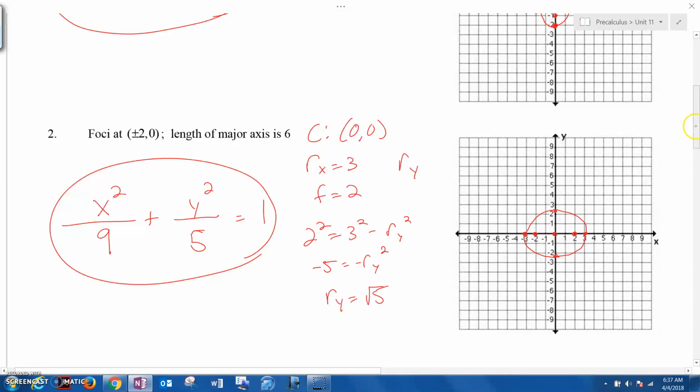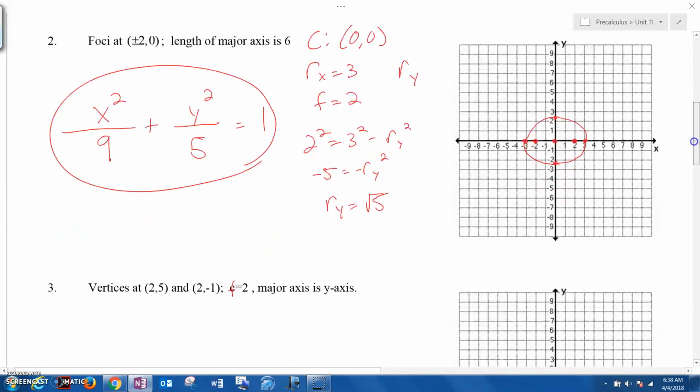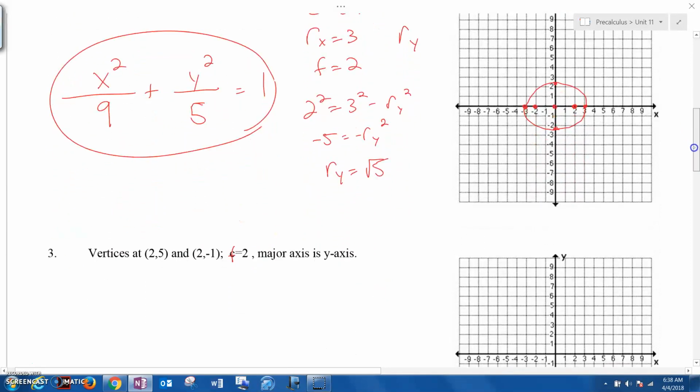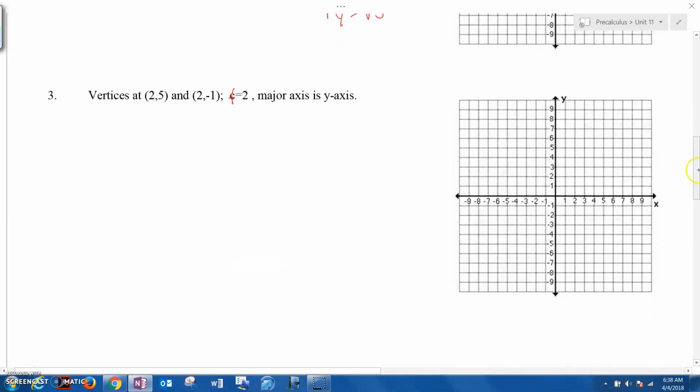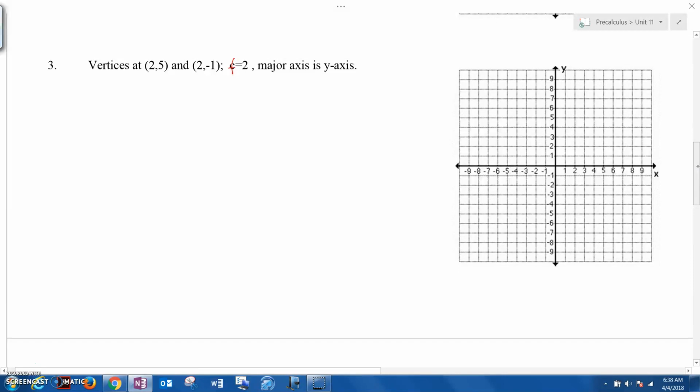Alright, let's do another one. Got a couple of these today. So this time, I tell you the vertices are at (2, 5) and (2, -1), and I tell you the focal length is 2. So first let's figure out where the vertices are. (2, 5) and (2, -1). Alright, that's the top and bottom of the ellipse.